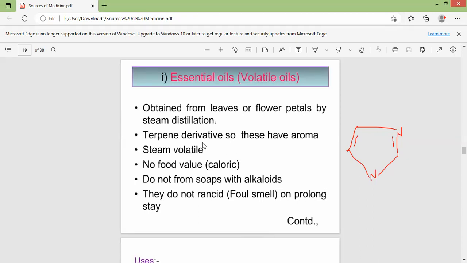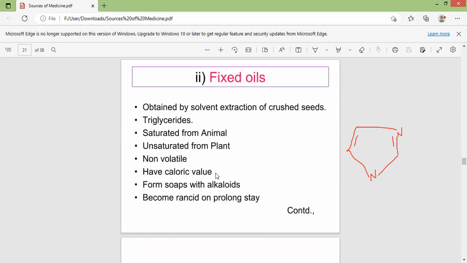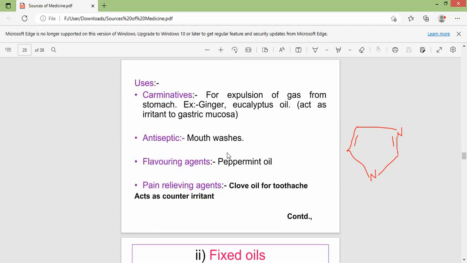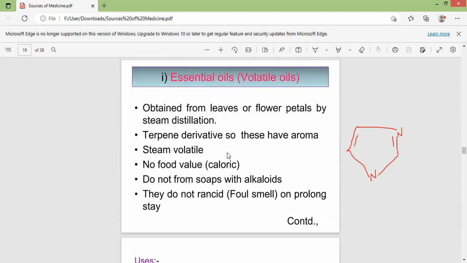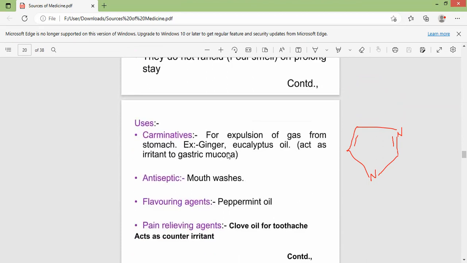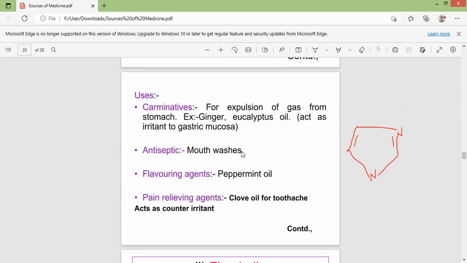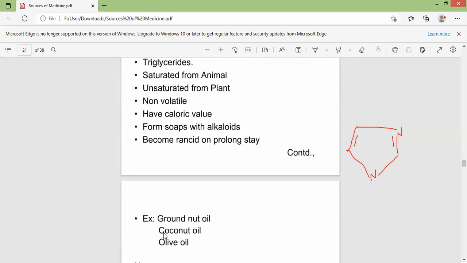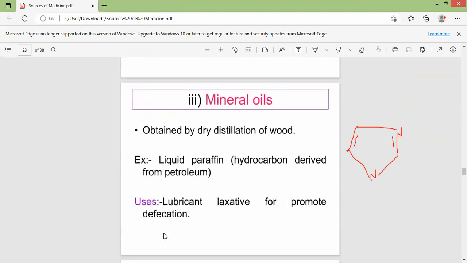Essential oils are volatile, have no caloric value, don't form soaps with alkaloids, and do not start smelling when they stay for long. The fixed oils are non-volatile, have some caloric value, form soaps with alkaloids, and become foul smelling on long exposure. The classic examples of essential oils include the carminatives, which are used when someone is bloated, stuff like ginger, antiseptic mouthwash, and flavoring agents. We are just covering this as an overview, so we'll see all of this when we're talking about oils. Then the mineral oils are obtained by dry distillation of woods, things such as liquid paraffin.